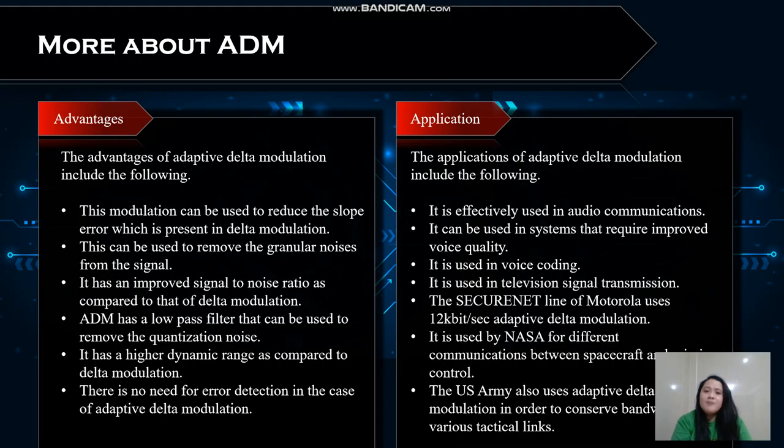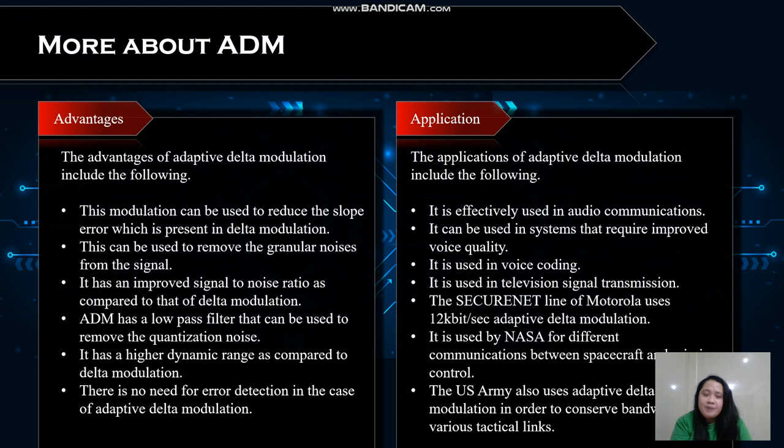So let's talk more about ADM. So what are the advantages of adaptive delta modulation or ADM? So these are the advantages that you can see here in the advantage box. First is that this modulation can be used to reduce the slope error which is present in delta modulation. This can be used to remove the granular noises from the signal.